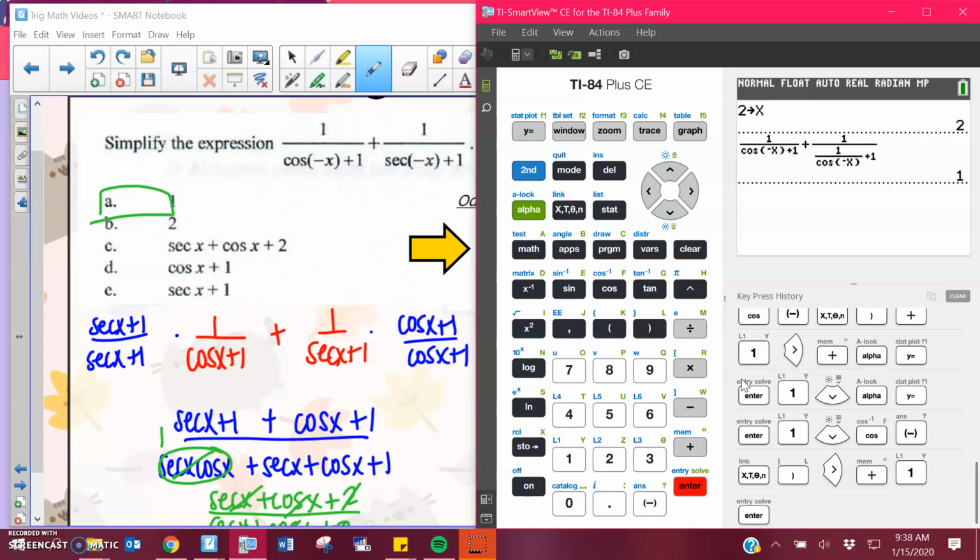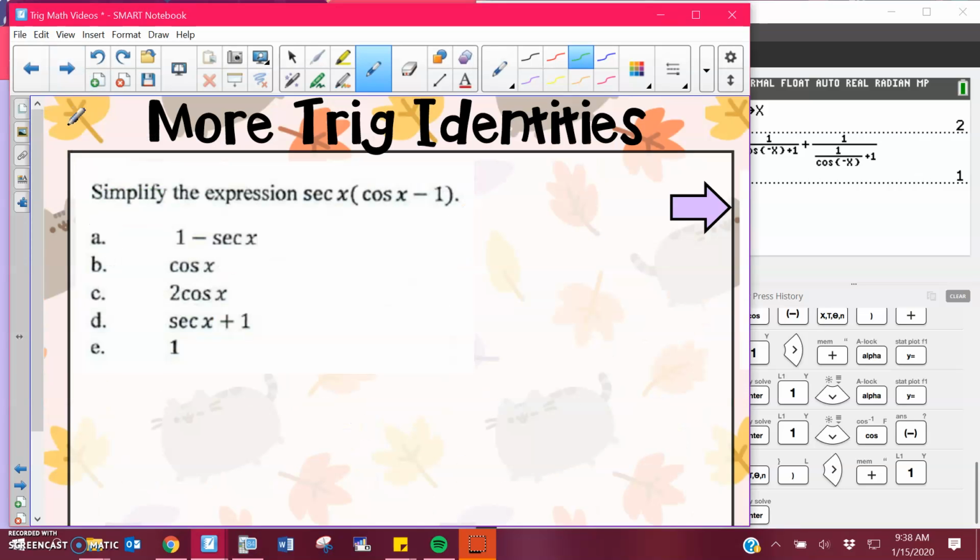If you didn't get one and all of the answer choices were trig expressions, again, just plug them in until you get the same thing. So if you're going to do the calculator method, you might need to save one of these problems till the end when you have extra time, which, haha, extra time, but it might take you a little bit longer to do. Okay, let's do a couple more of these.